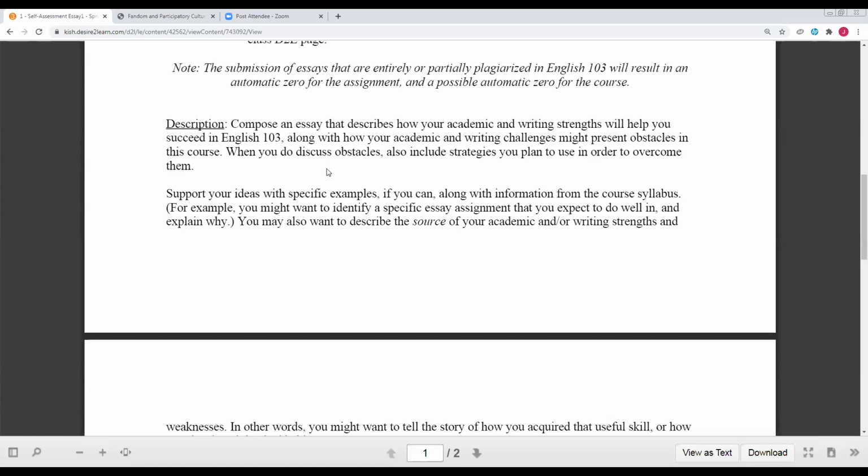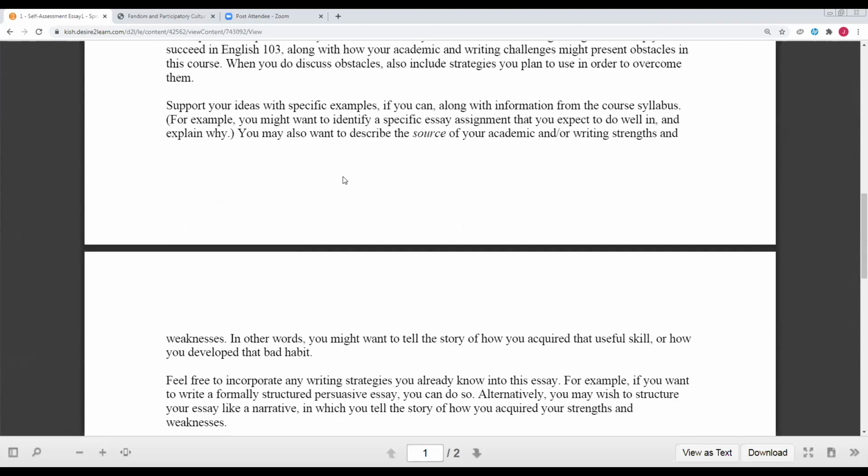So what I'm asking you to do here is to compose an essay that describes how your academic and writing strengths will help you succeed in this course. But I also want you to describe your academic and writing challenges and how they may present obstacles. Now, when you discuss the obstacles, I want you to reflect on those issues and then try to include a strategy that you can use to overcome them this semester. You should support your ideas with specific examples, if you can, along with information from the course syllabus.